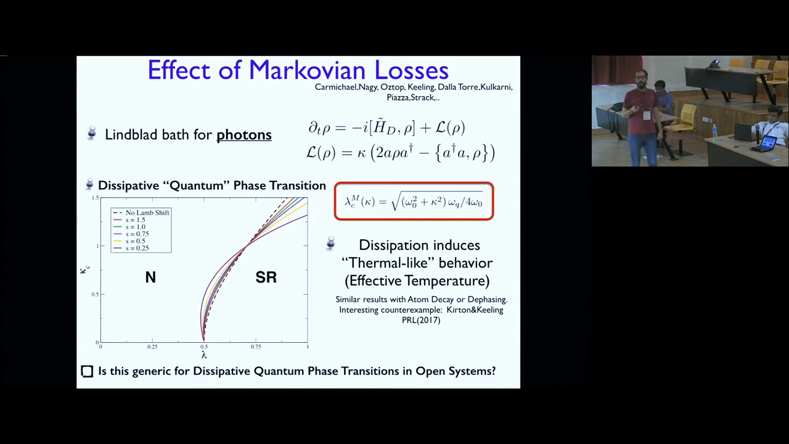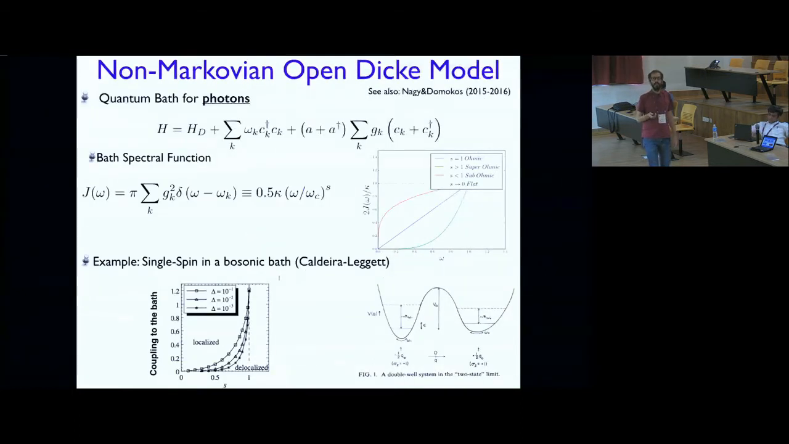Now, you might wonder whether this is a generic scenario with dissipative systems, or if you can engineer a situation in which something different happens. So one route for doing this, if you think about solid-state environments, is of course playing with a non-Markovian bath, a bath which has a spectral function with some interesting structure at low frequency.